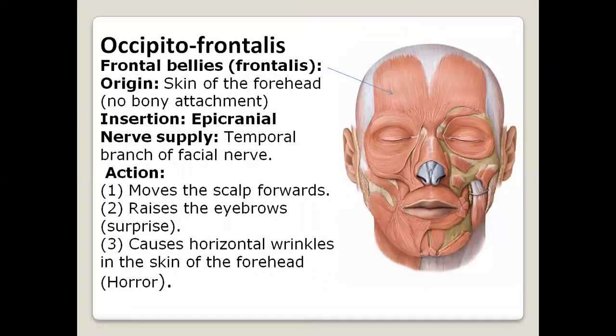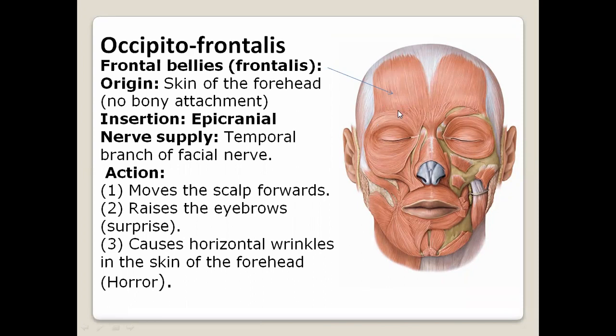Next we'll see the frontal belly of occipitofrontalis. In this picture, this is the frontal belly. It arises from the skin of the forehead and is inserted into the epicranial aponeurosis here. The nerve supply is by the temporal branch of the facial nerve. Again, it is supplied by the facial nerve only, which is the seventh cranial nerve, which supplies the entire muscles of the face. The action of the frontalis muscle is that it moves the scalp forward, raises the eyebrows and causes horizontal wrinkles of the skin of the forehead.